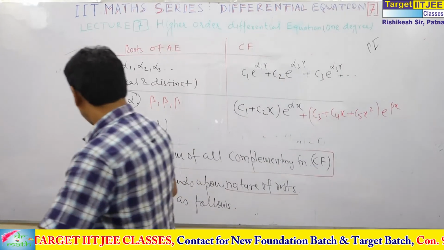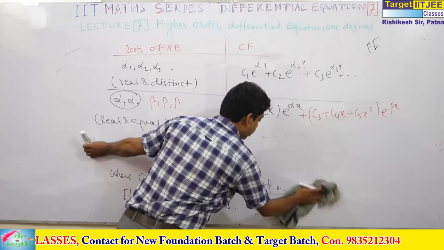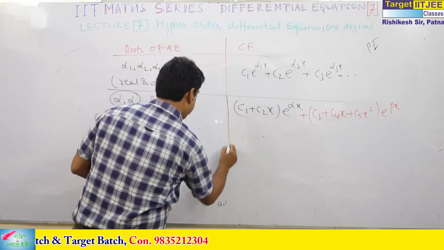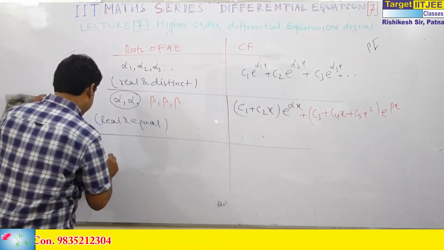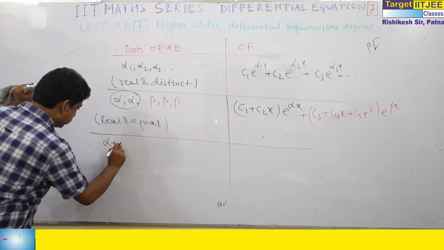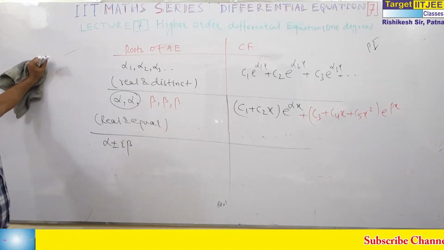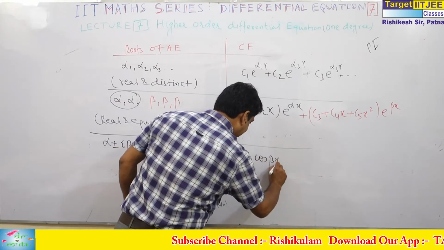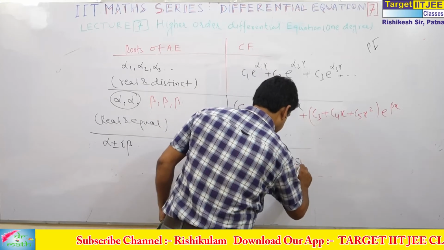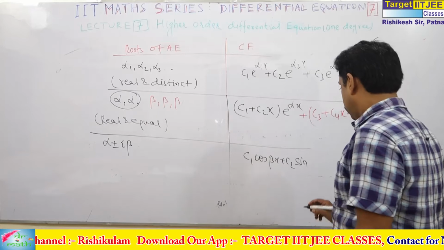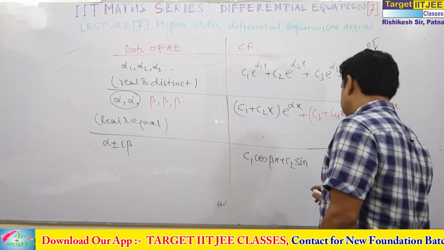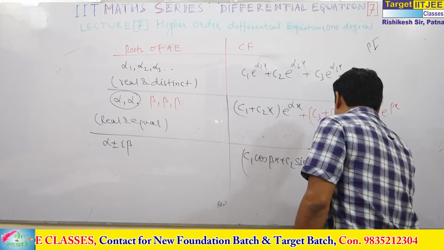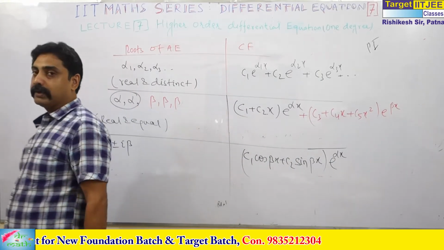And finally, when roots are imaginary, what do we finally get? We have to learn this. Roots are imaginary, alpha plus minus i beta. This is (C1 cos beta x plus C2 sin beta x) into e^(alpha x).